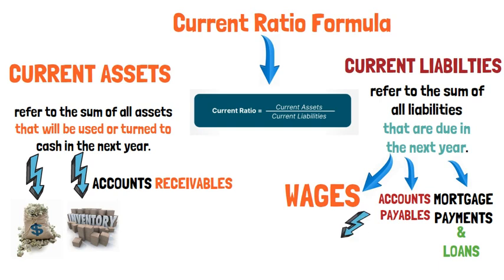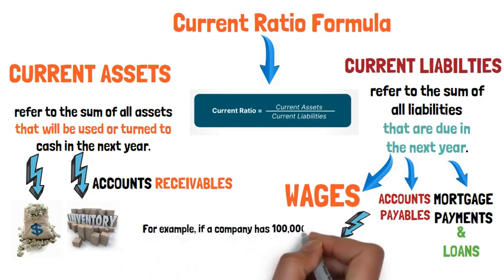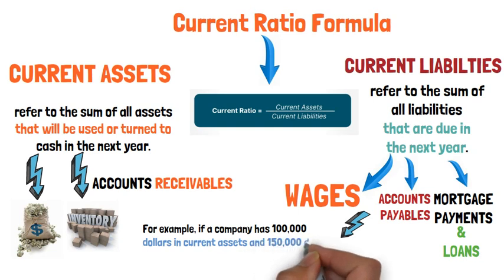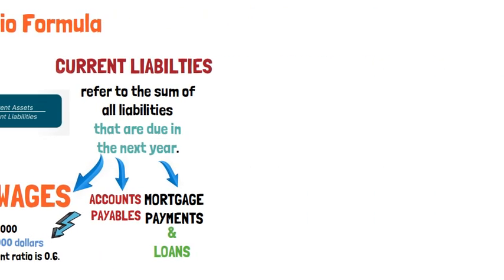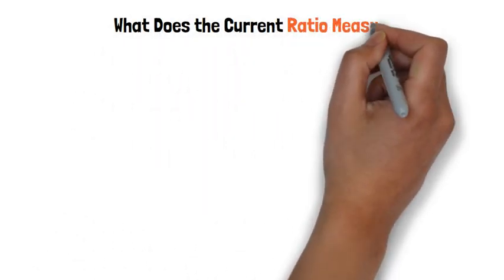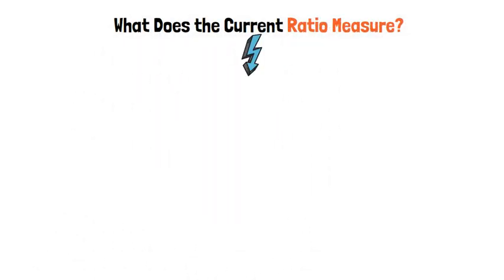For example, if a company has $100,000 in current assets and $150,000 in current liabilities, then its current ratio is 0.6. What does the current ratio measure?